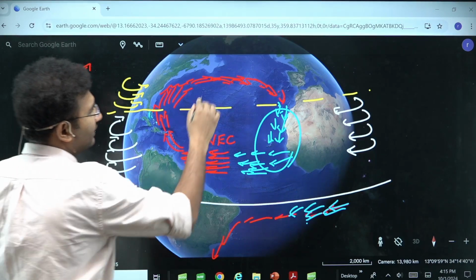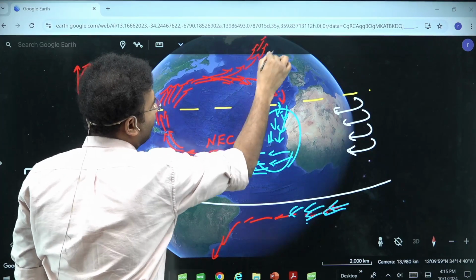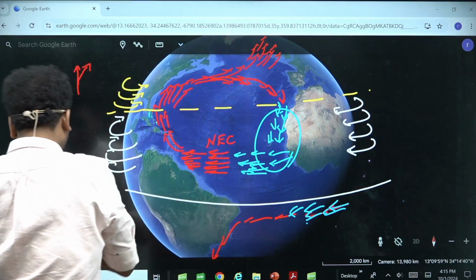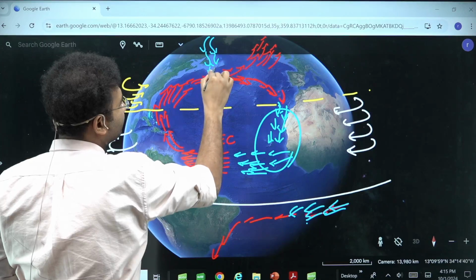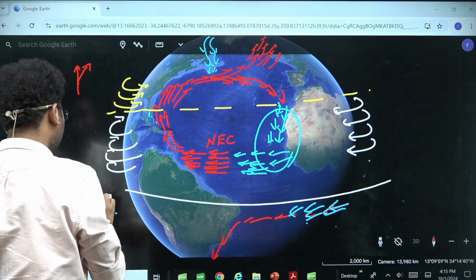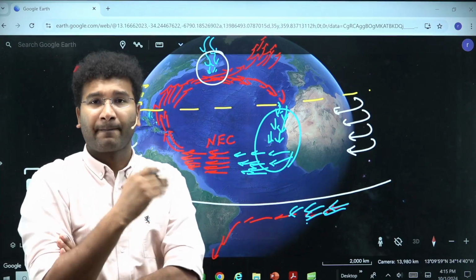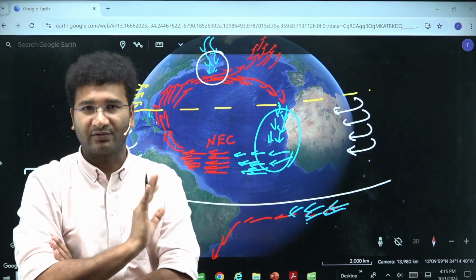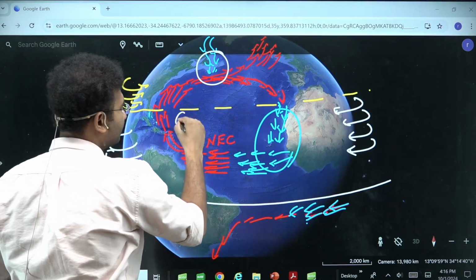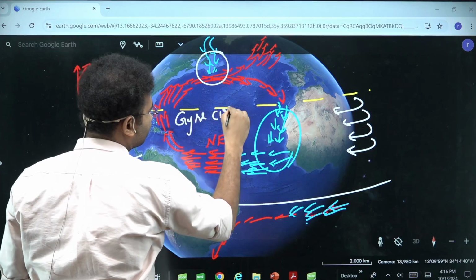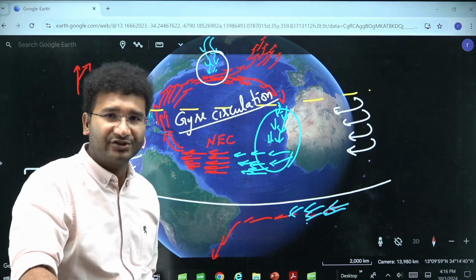But see here, this warm water would also love to go towards the cold region, and cold water from the polar region wants to come towards the warm region. So here is the place where you will get to see the cold water and warm water getting mixed. Wherever you see the mixing of cold water and warm water, that is the best place for fishing grounds, right? So this one full circulation of water is called gyre circulation. One full circulation of water is called gyre circulation.